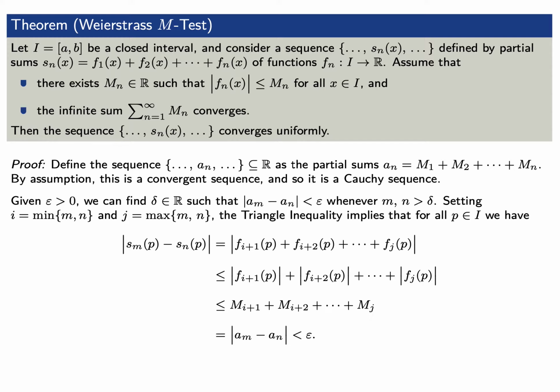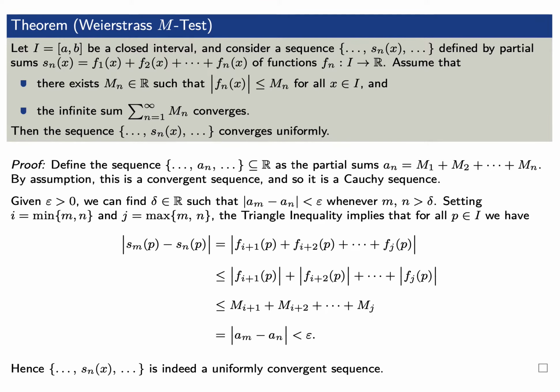Now, we'd like to show that the same is true for the difference S_m(p) minus S_n(p). But this is simply a repeated exercise in the triangle inequality. That is, the absolute value of S_m(p) minus S_n(p) is less than or equal to the absolute value of a_m minus a_n for any point p in our closed interval I. But we just said that this difference is less than epsilon, so we do indeed find that our sequence of S_n's is a uniformly convergent sequence of functions.